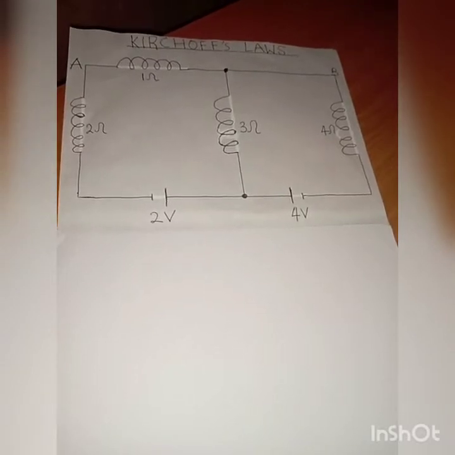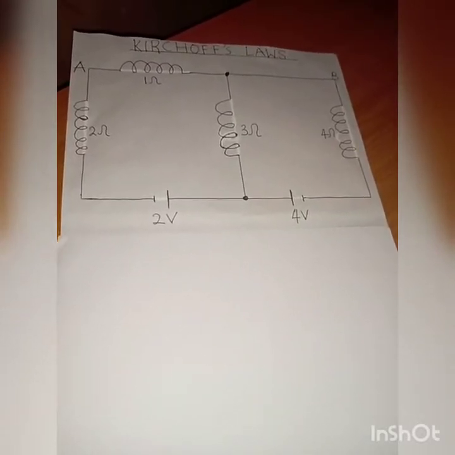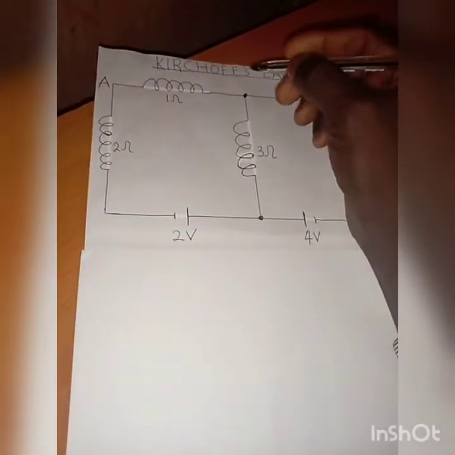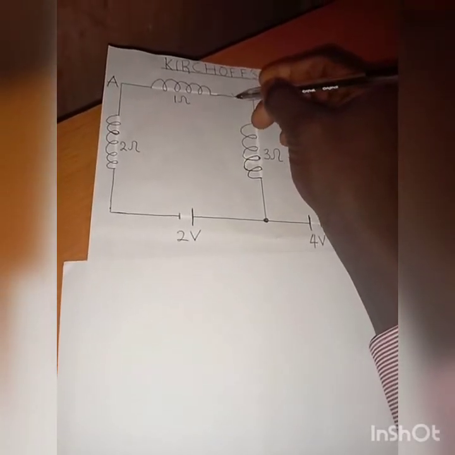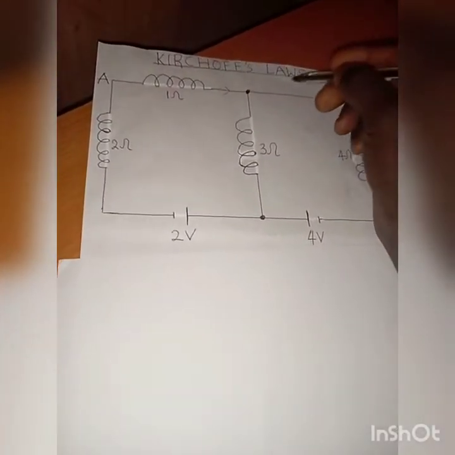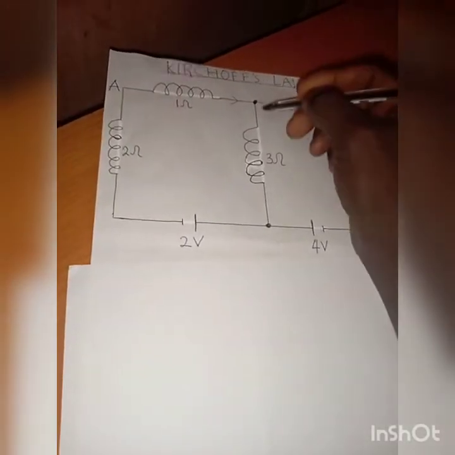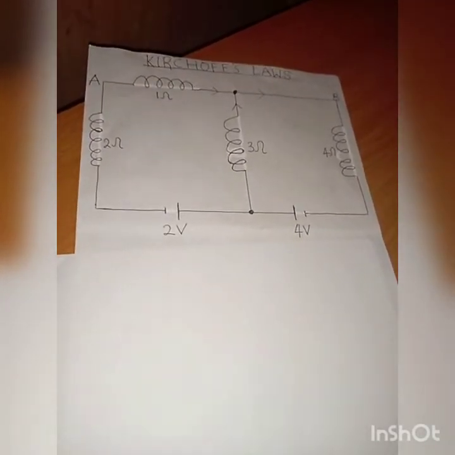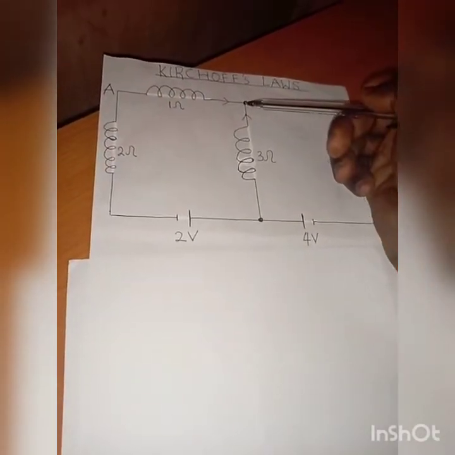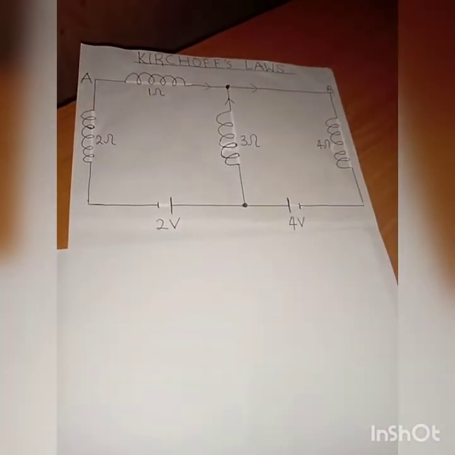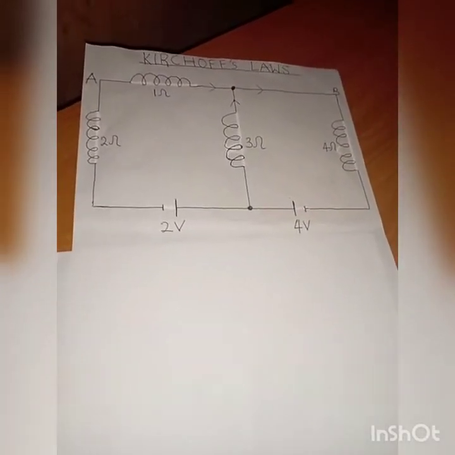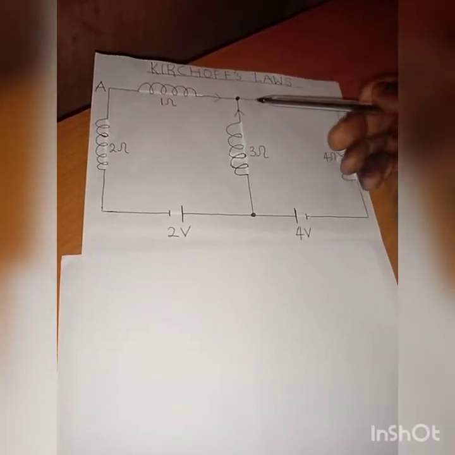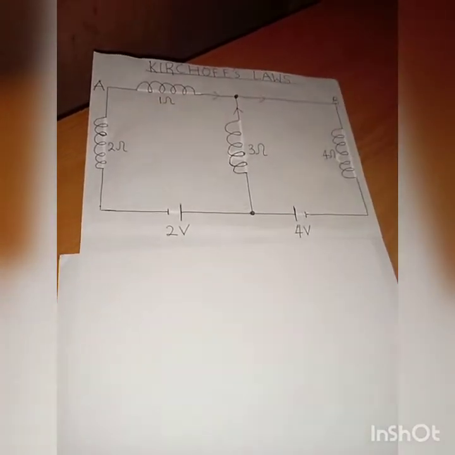let's first take any direction of our choice as the direction of current and direction of loop. I take this direction, I take this direction. You take the directions such that some of them will be moving into a junction while some will not be moving into this junction. That is, this and this are moving into the junction, whereas this one is moving away from the junction.